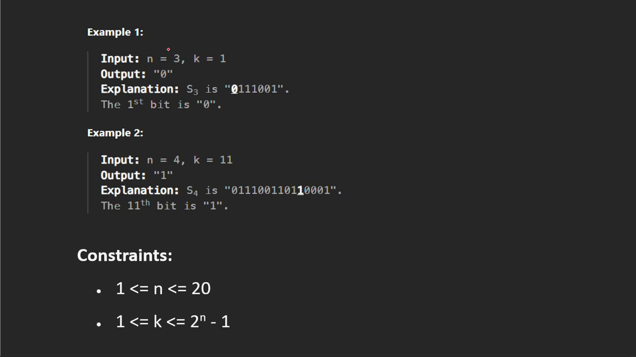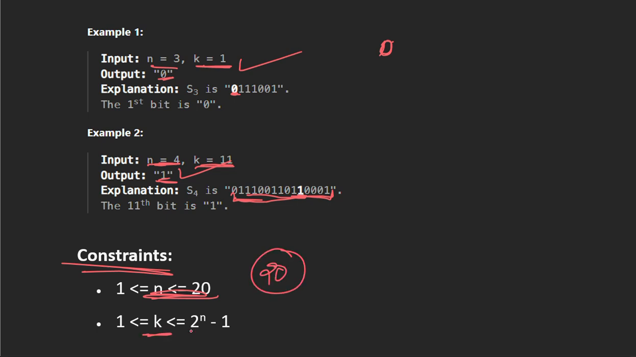In the first example we are given n is equal to 3 and k is equal to 1. We know the first character is always 0, so we'll be returning 0 directly. Then n is equal to 4 and k is equal to 11. S4 is this string, and the 11th character is 1, so we return 1. If we see the constraints, then n can be up to 20 and k can be up to 2^n minus 1, right?